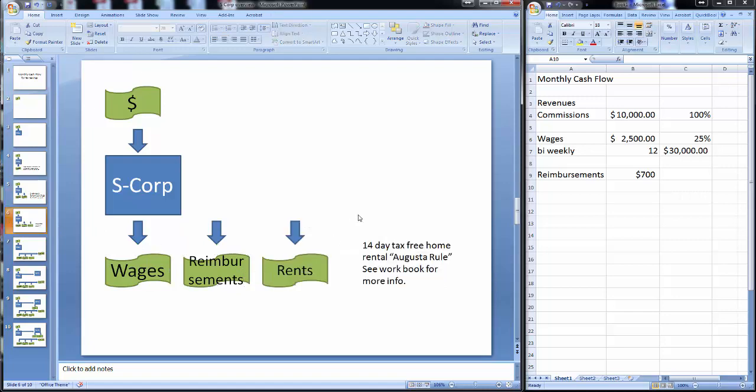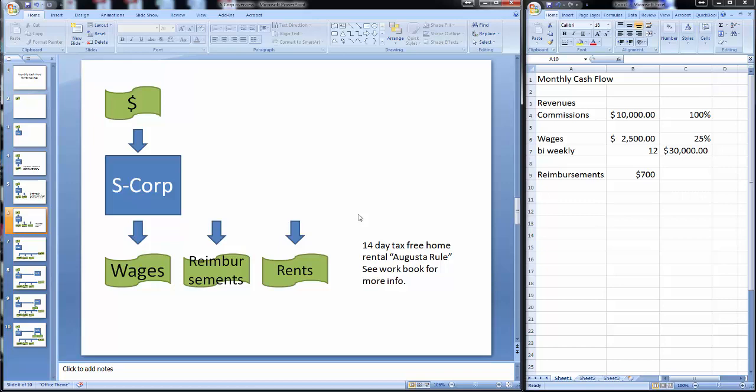What's next? Rents. There's a really cool part of the tax code that says that you can rent out your home or your personal residence for 14 days, completely tax-free. This is also sometimes referred to as the Augusta rule for Augusta, Georgia, where they hold the Masters golf tournament. There's not a lot of hotels there, so people will rent out their homes. Again, see the workbook for more information on the rent the home strategy.